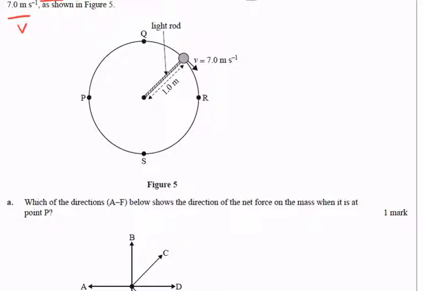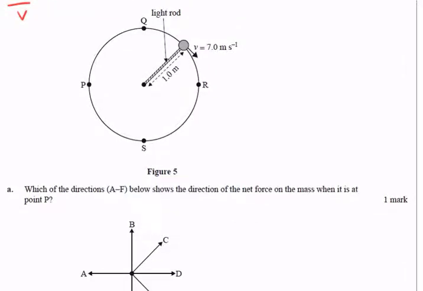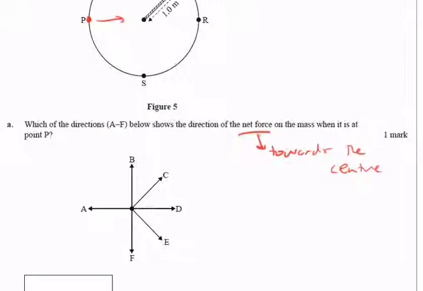At which point of the directions A to F shows the direction of the net force when the mass is at point P, so when it's here. In a circular motion, the net force is always towards the centre. So at point P, total force should be that way, which gives an answer D.